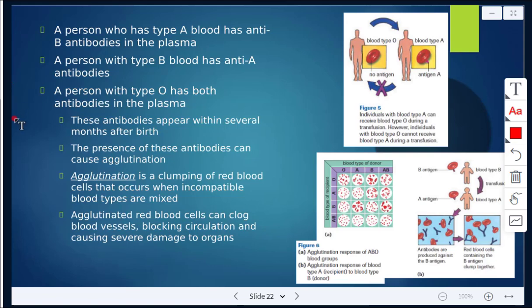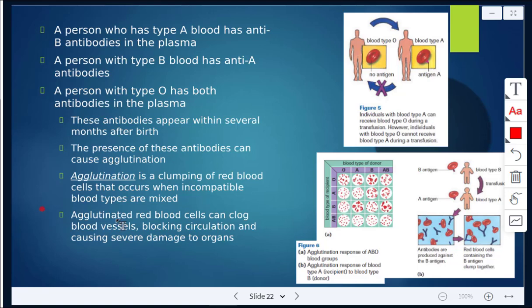These antibodies appear within several months after birth, and the presence of these antibodies can cause agglutination. What this means is there's a clumping of red blood cells that occurs when incompatible blood types are mixed. These agglutinated red blood cells can clog blood vessels, block circulation, and cause severe damage to organs, and it can lead to death.